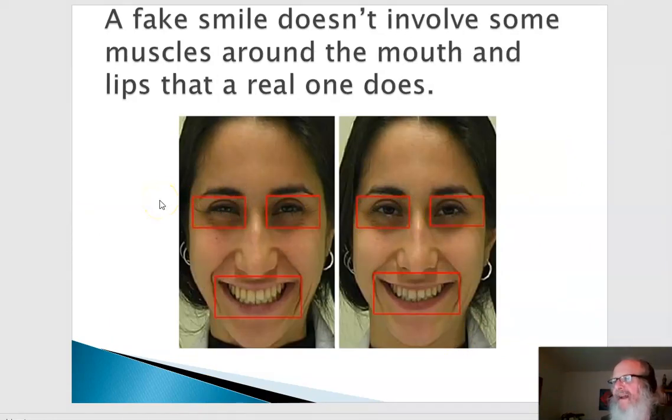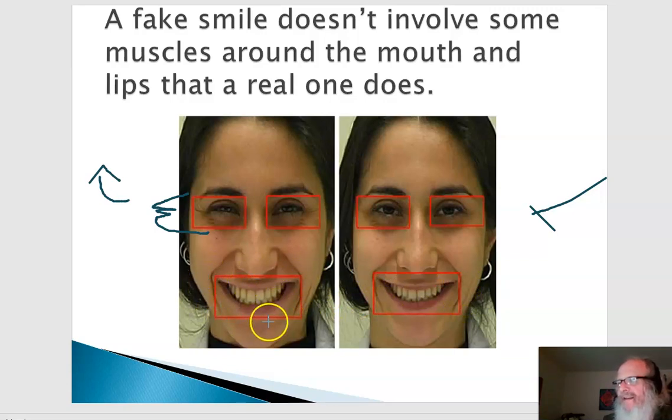This one again is the fake smile. Besides the involvement of those tiny muscles at the corner of the eye that turn up with a real smile, if you are paying close attention to what's going on around the mouth, there's just a little bit of stuff going on in the muscles around the mouth that isn't going on in the fake smile.